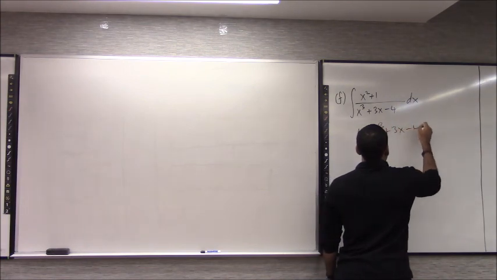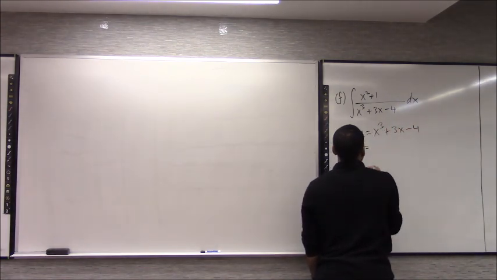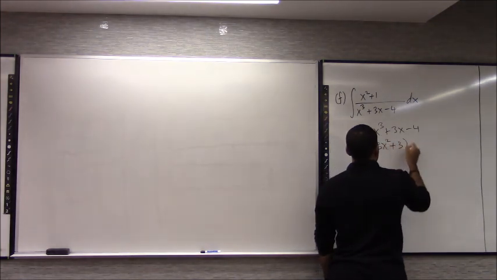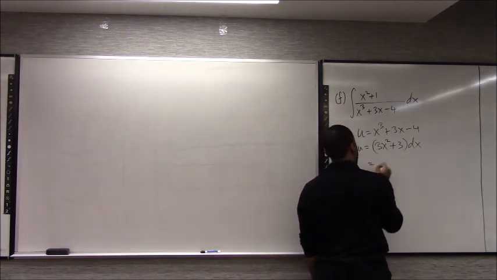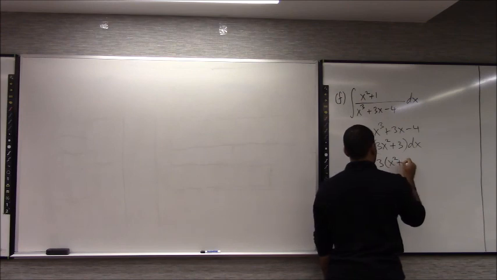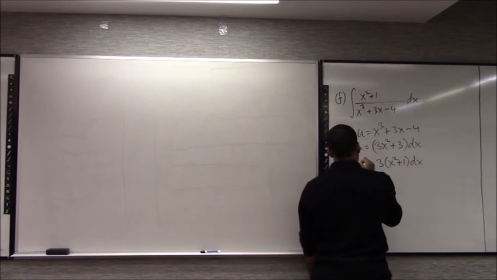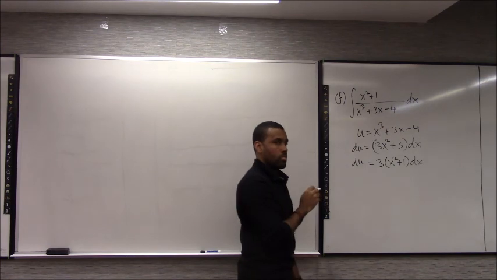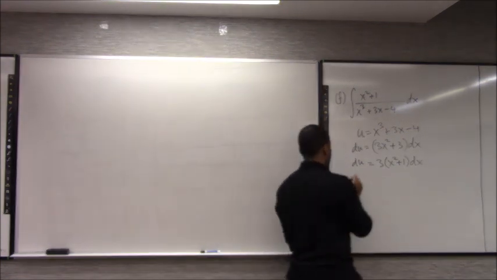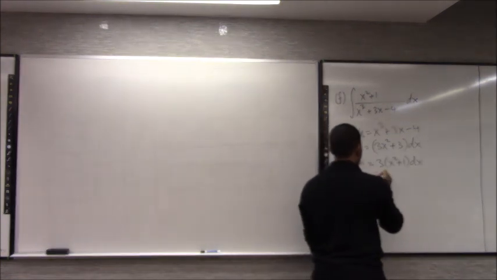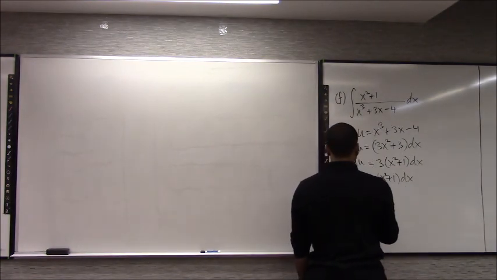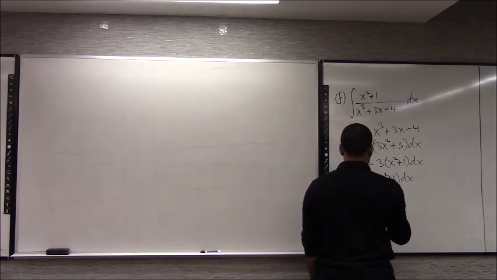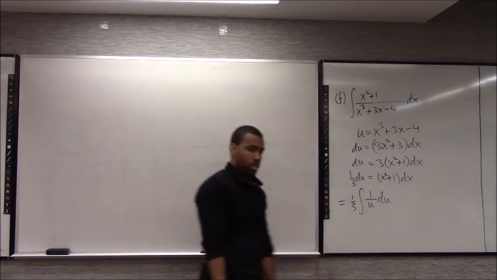What if I made u this? What would du be? 2x plus 3. 3x squared plus 3. And notice that 3 is a common term, I can factor that out. What do you notice? It's 3 times the numerator. So this whole integral is 1/3 the integral of 1 over u du. So it wasn't in partial fractions at all.